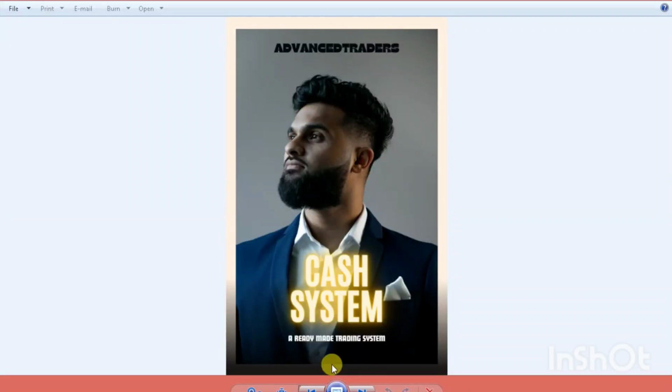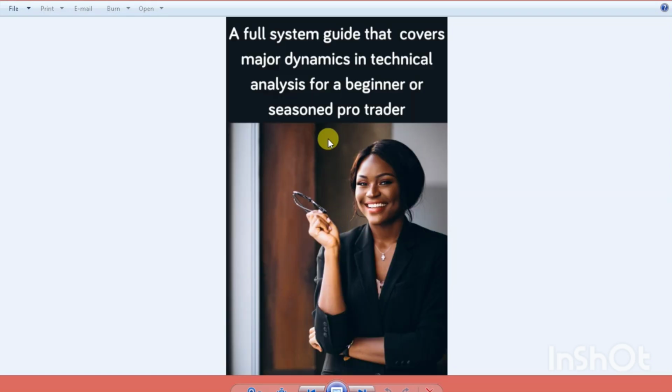Alright, so this is Advanced Traders Cash System, a full system that covers everything a trader needs from beginning till the end, which is trend and everything a trader needs in order to be profitable. It's all covered here and it's very, very detailed. So a full system guide that covers major dynamics in the market, for a beginner and a seasoned pro trader, so you cover up everything.